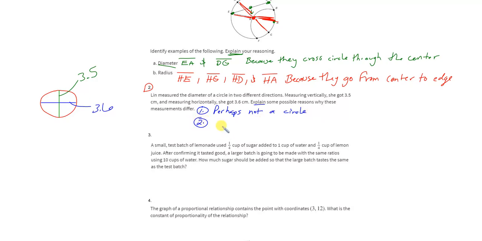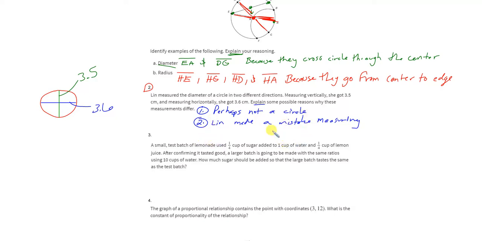Number 2, maybe Lynn made a mistake measuring. That is part of being a human. We make mistakes, and Lynn might have been one of those humans. So Lynn made a mistake measuring. That could be a possibility. And I think those are probably the 2 main ones that I'm going to be looking for when you guys write here. If you got some other reasonings of why this might have happened, then you can list more, but these are the 2 main ones.